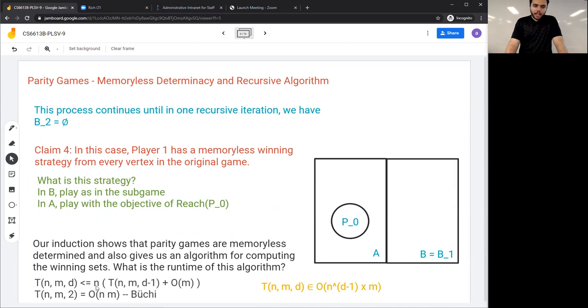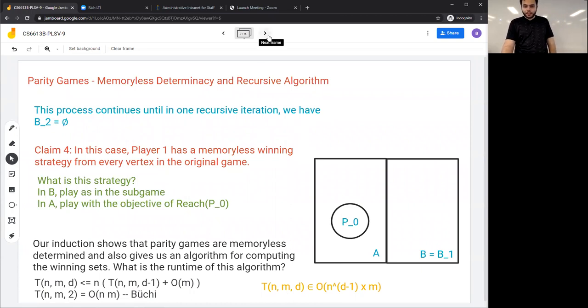And I have to do this N times at most because every time I do it, I find at least one vertex from which player two wins, and I have at most N vertices. The base case is basically the runtime for Büchi. We saw how we can reduce this to N squared in the last session, but even if you use order NM, with another induction, you can show that this is at most order N to the power of D minus one times M overall.